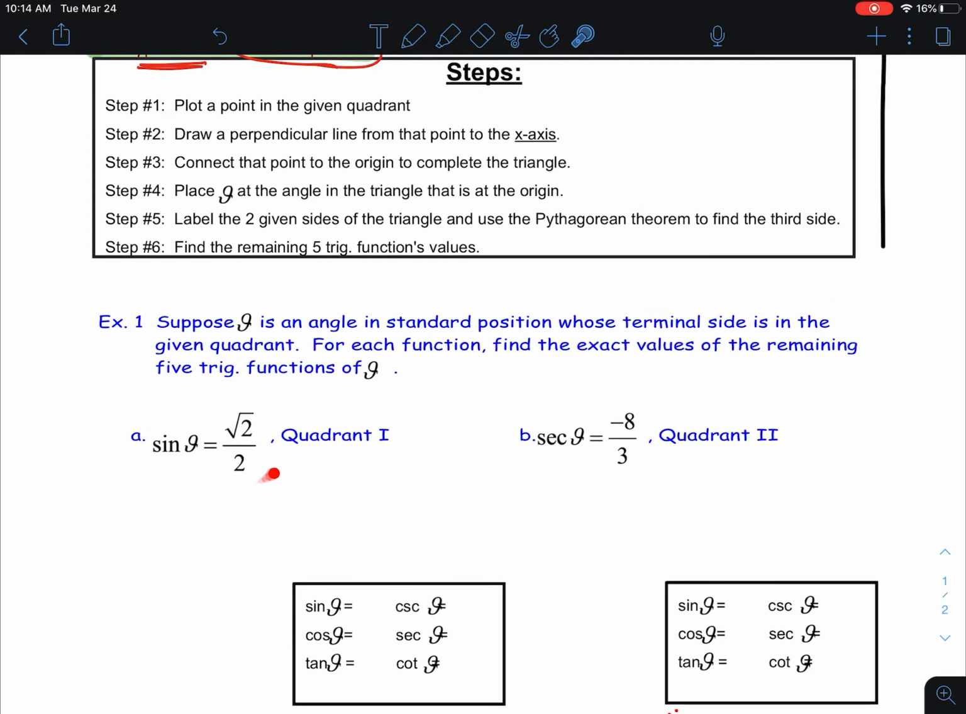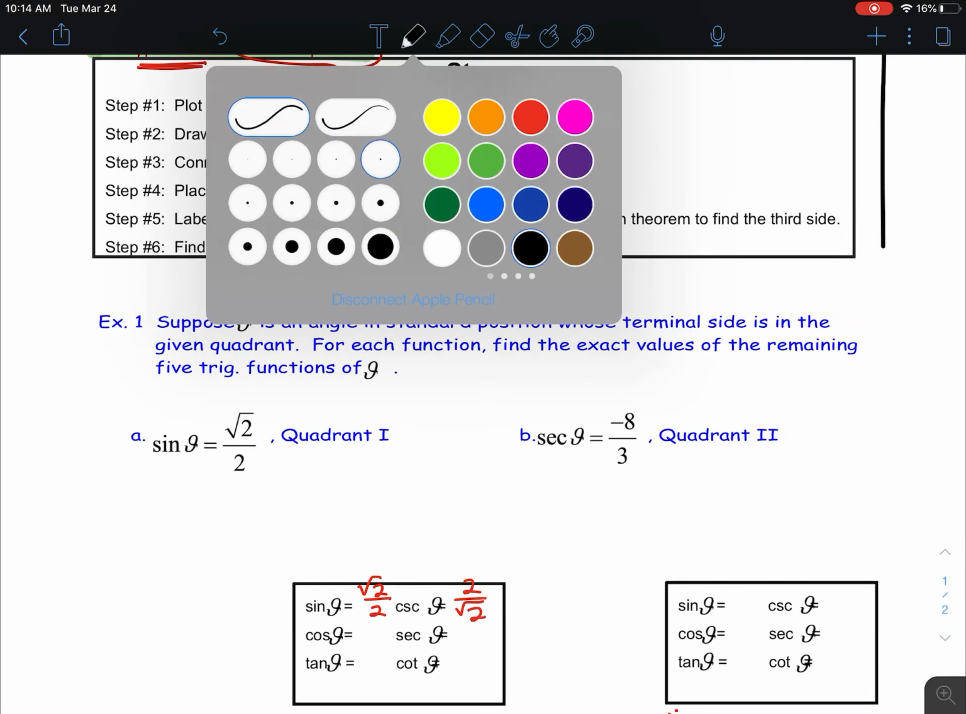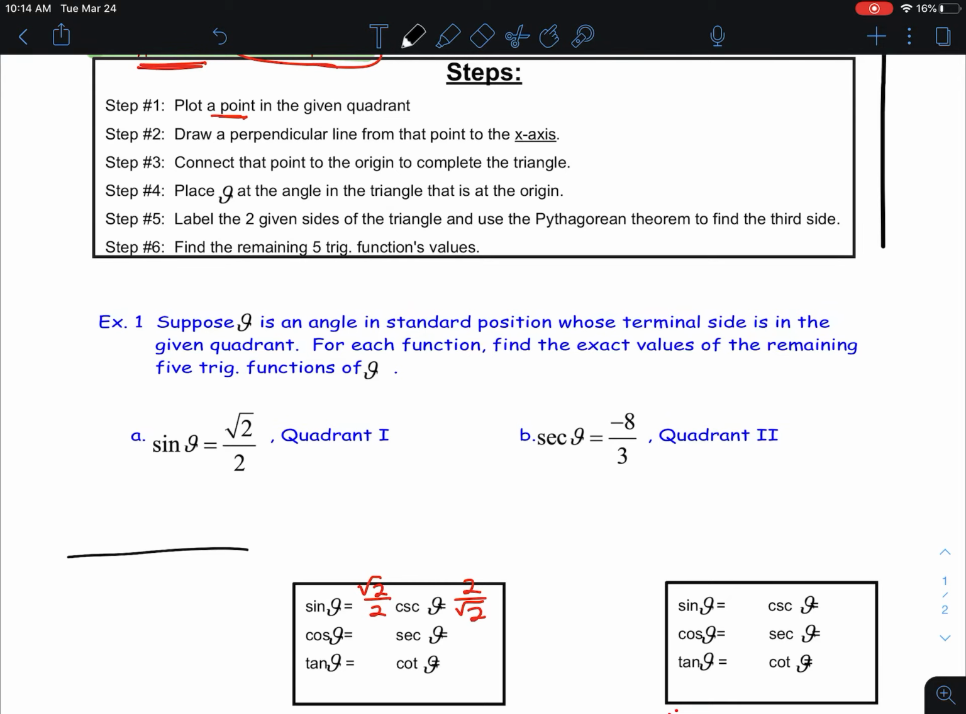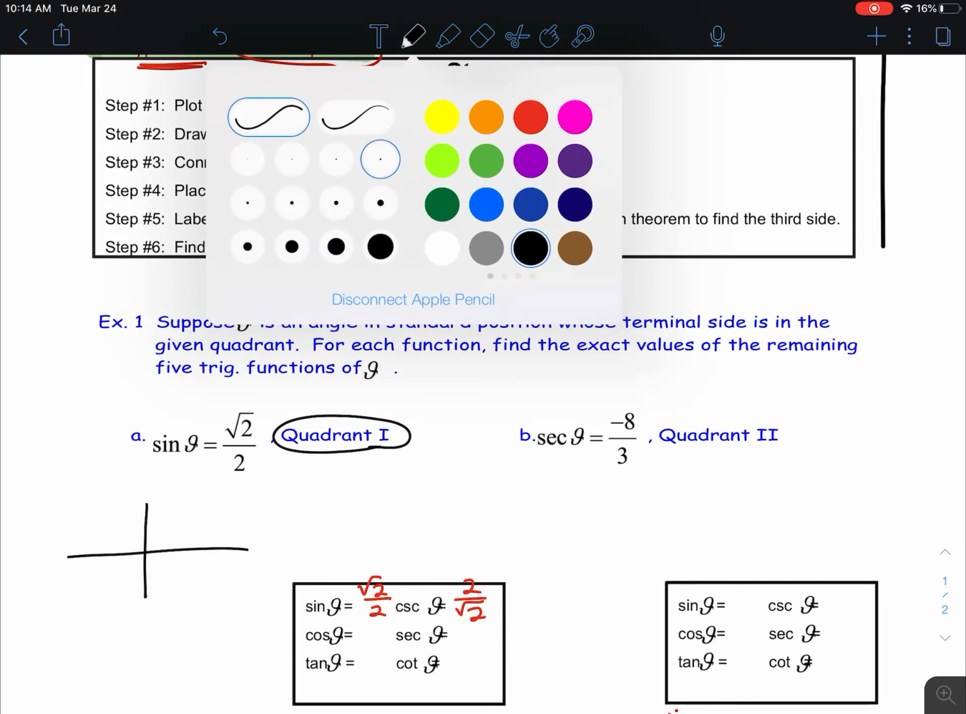So they're giving us one trig function. They're giving us that sine is the square root of 2 over 2, which obviously we would be able to fill in cosecant. But here's what we're going to do to begin with. We're going to plot a point. We don't know specifically what the coordinates are, but we're going to plot a point in the quadrant that they're naming for us. And in this problem, they're naming quadrant 1.